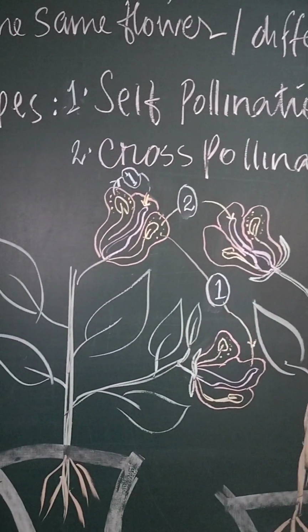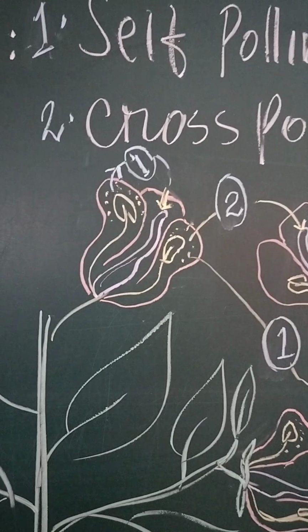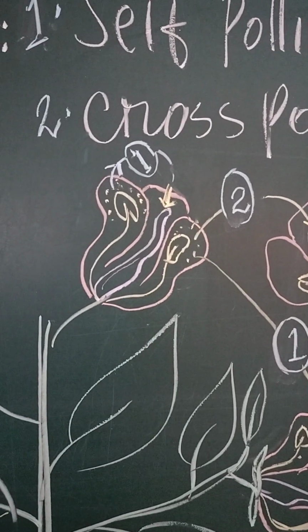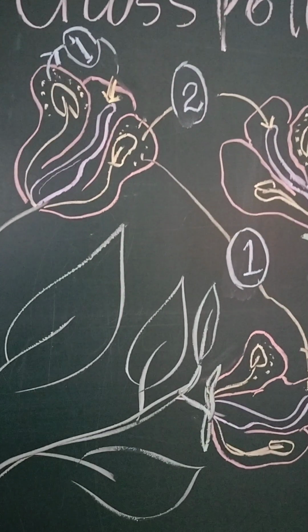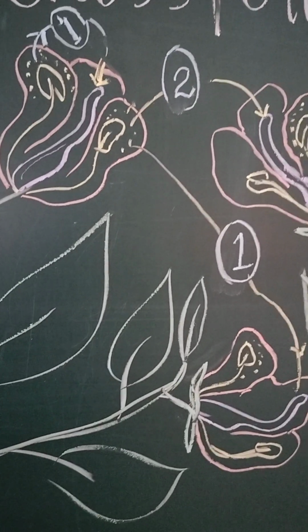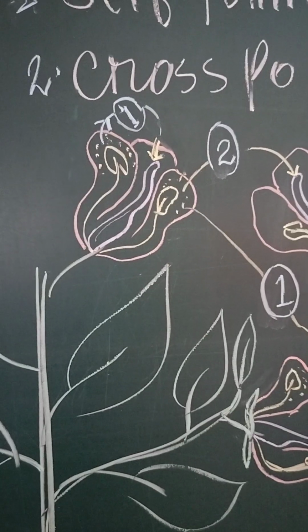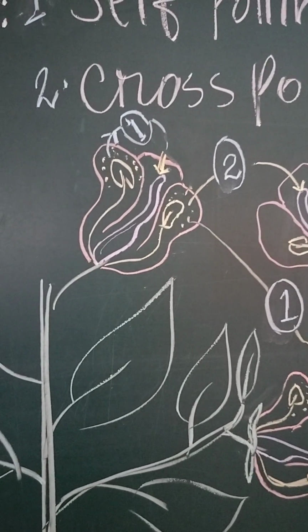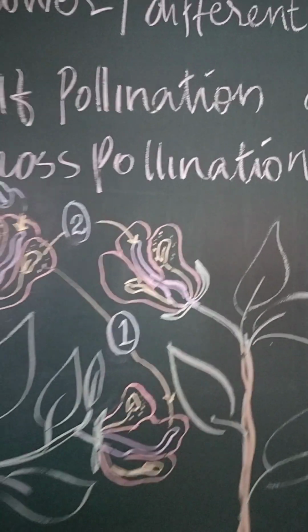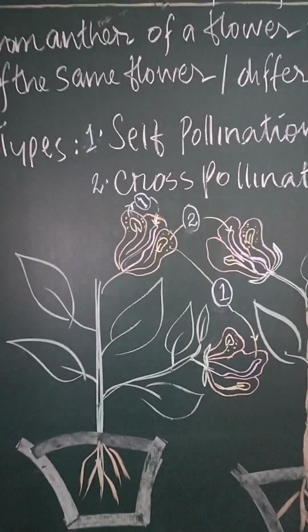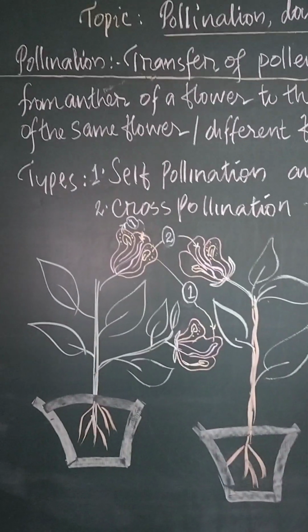If the pollen grains are transferred from the anther of a flower to the stigma of the same flower or the stigma of the same plant's flower, it is known as self-pollination. When it happens to the other flower of another plant, it is called cross-pollination. We have defined it and you have written the definition also by seeing the diagram.